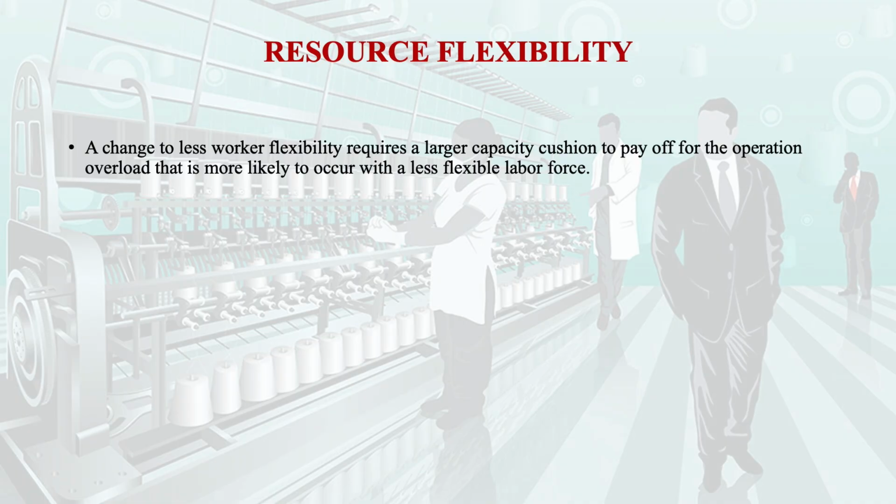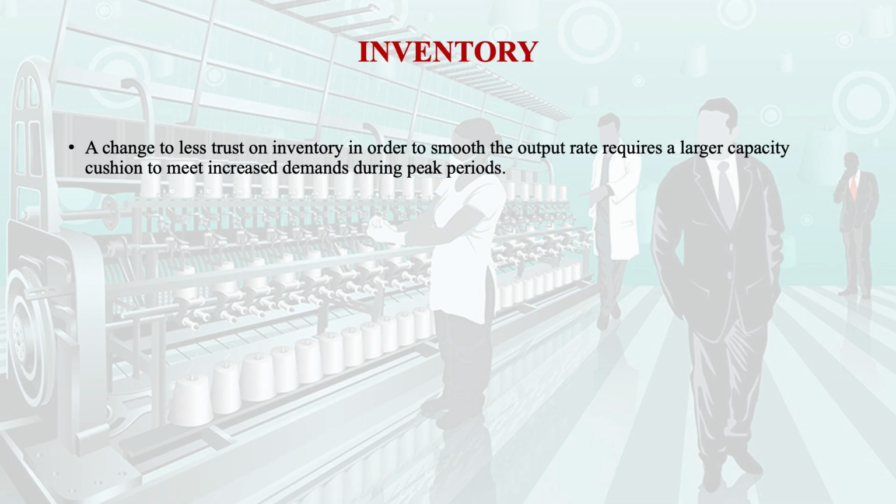Another important thing is resource flexibility. Less worker flexibility requires a larger capacity cushion to compensate for the operation overload that is more likely to occur with a less flexible labor force. Inventory is another important consideration. A change to less reliance on inventory to smooth the output rate requires a larger capacity cushion to meet the increased demand during peak periods.